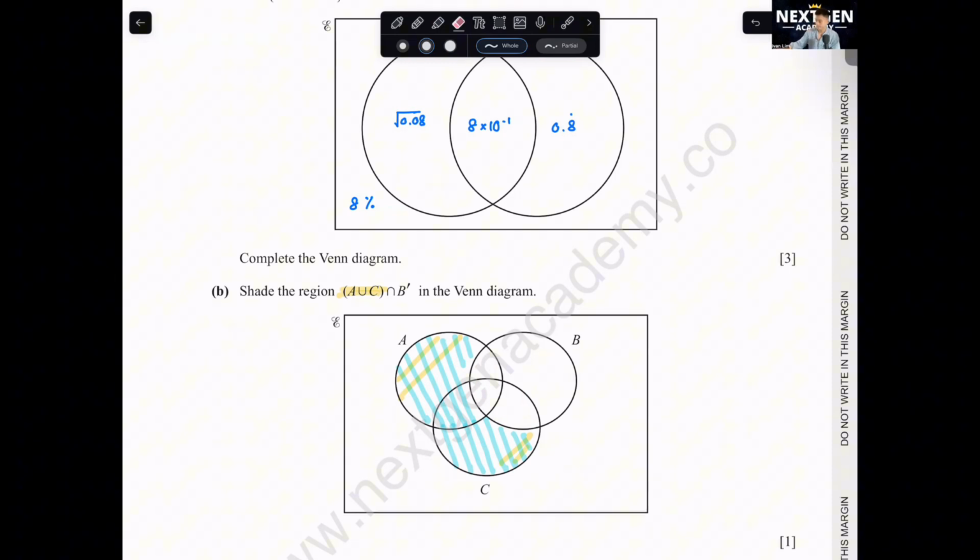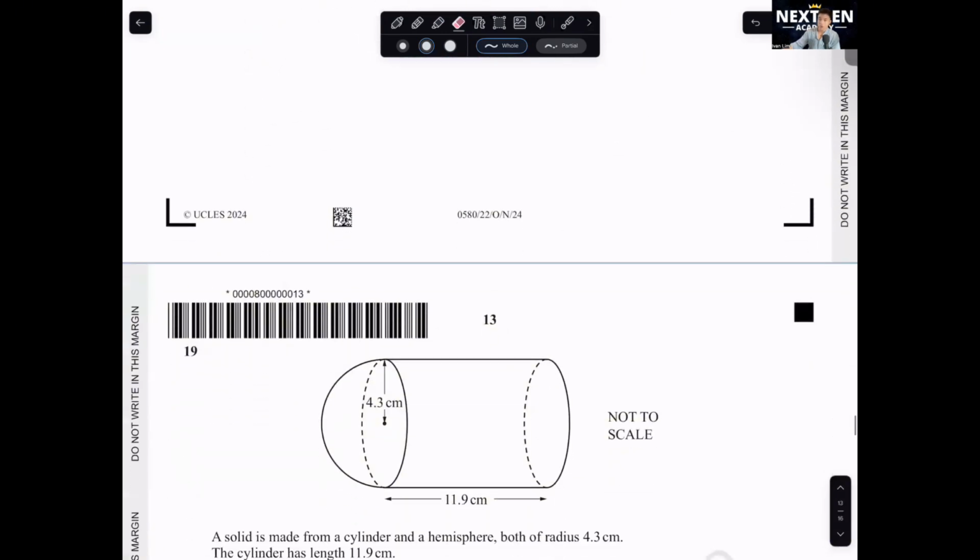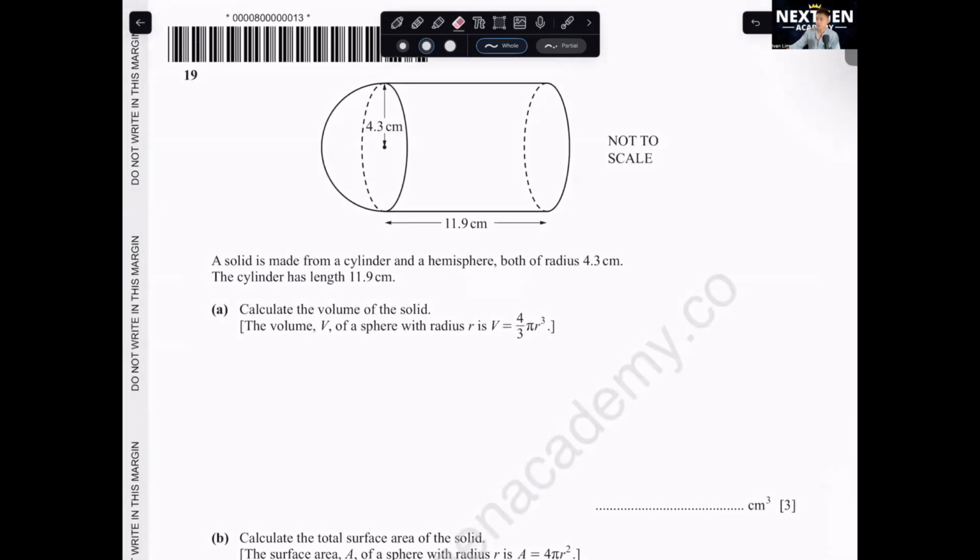Okay, next one. Last few questions. Question 19. A solid is made from a cylinder and a hemisphere, both of radius 4.3 cm. The cylinder has length 11.9 cm. Calculate the volume of the solid.